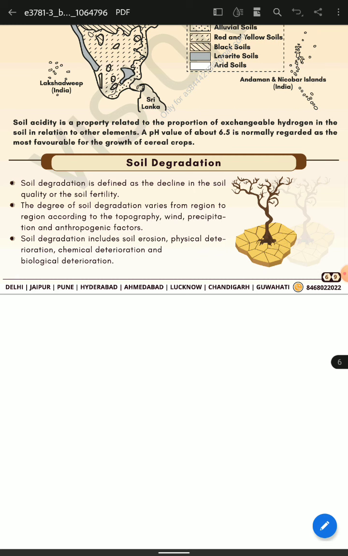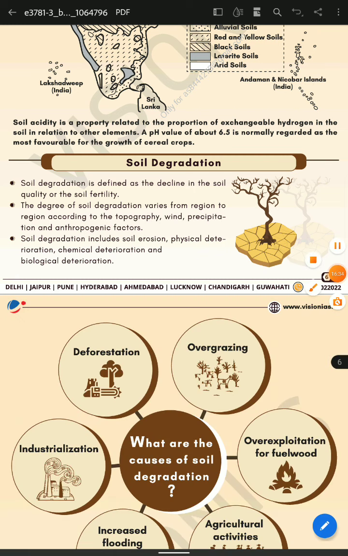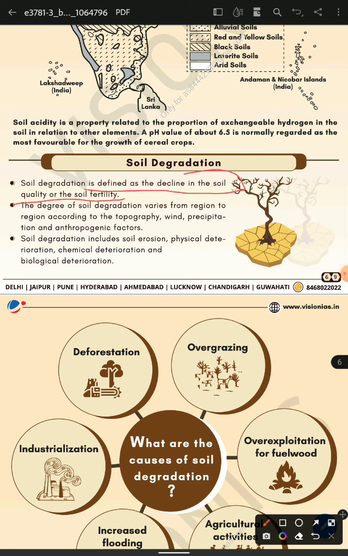These are the soil sections. Desertification I have mentioned. Soil desertification is defined as the decline of soil quality and soil fertility, the degree of decrease of soil in various regions according to topography, wind, precipitation, and other factors. Soil degradation includes soil erosion, physical degradation, chemical degradation and deposition of the soil. Then move on to the other sections.